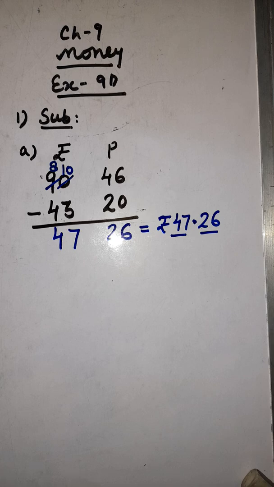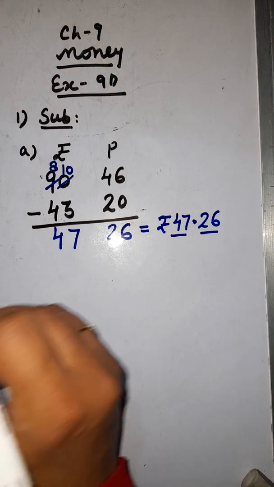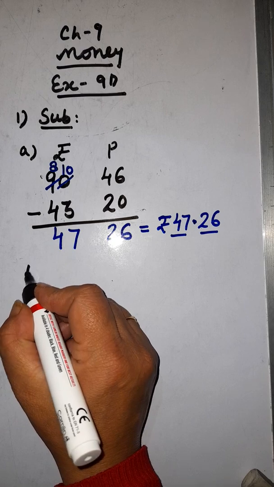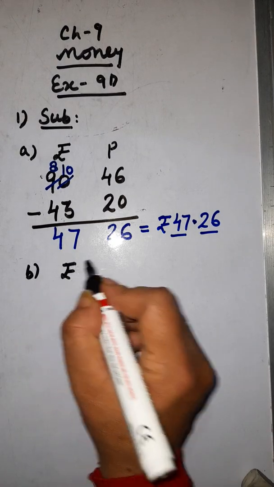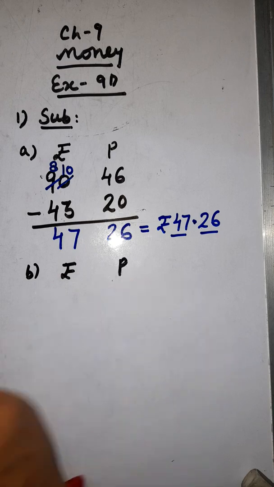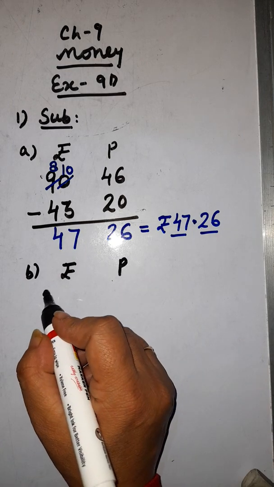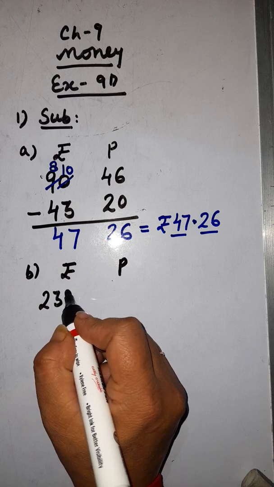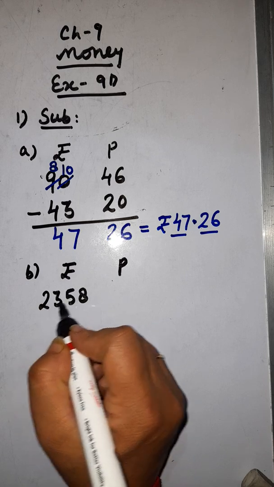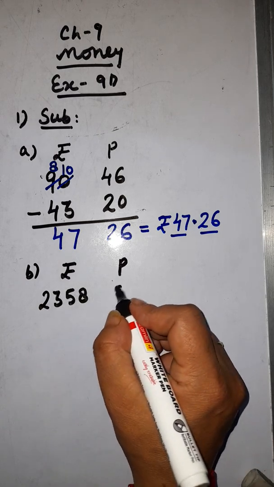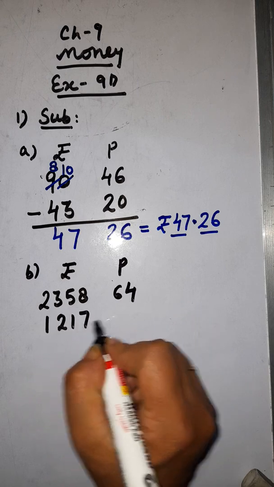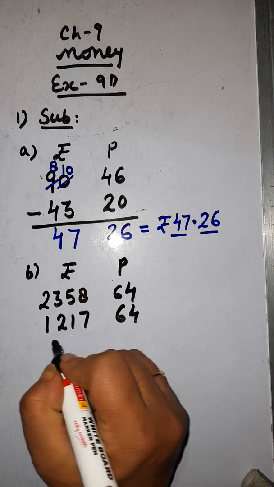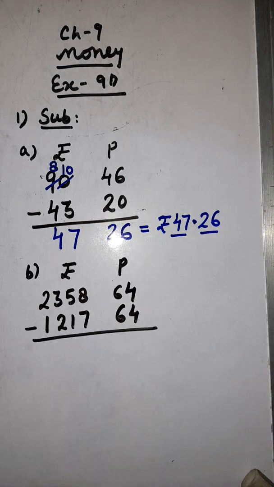Okay, let's solve one more question, that is question number F, but we'll write it here as part B. So here again we'll divide into two columns, rupees and paise. Now we'll write here rupees 2358. It means 2358 rupees and 64 paise. Here 1217 and 64 paise. Now students, just remember one thing.